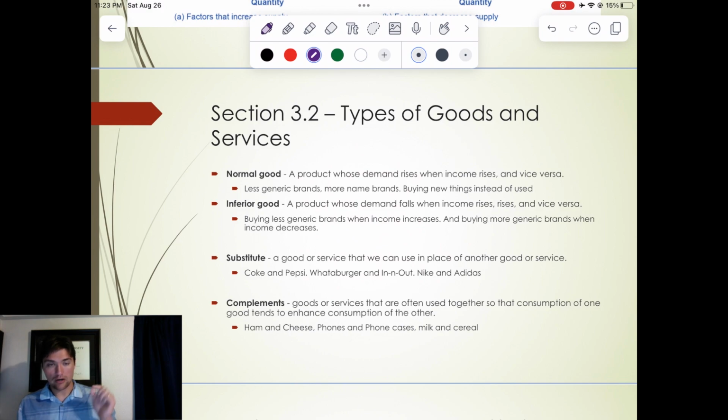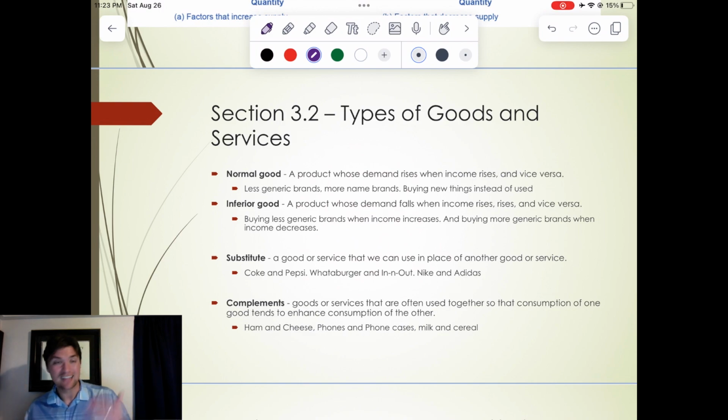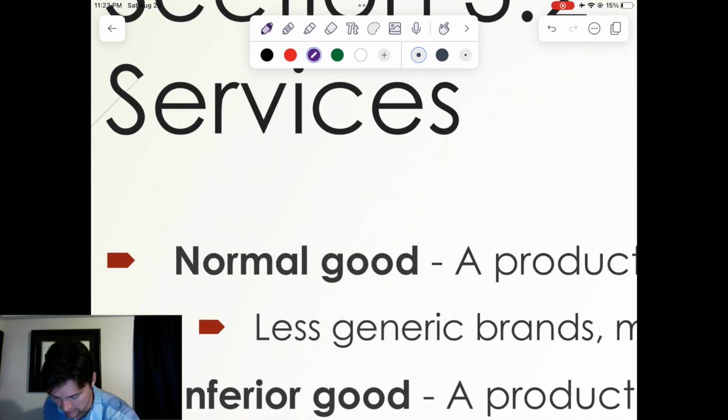Normal goods are a product whose demand rises when income rises, and vice versa. So basically, if I had more money, what do I normally do? I buy more. So that's what a normal good is. It's maybe you would buy less generic brands and more name brands. Or maybe you would buy new things instead of old things. The main idea here is that you're buying more of something. That's what a normal good is. You're buying more.